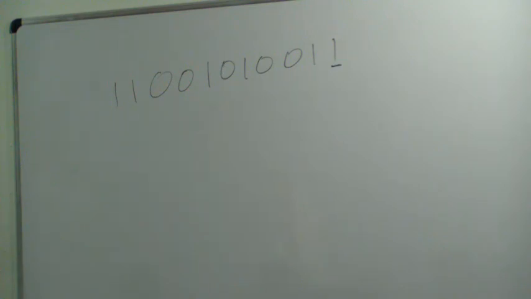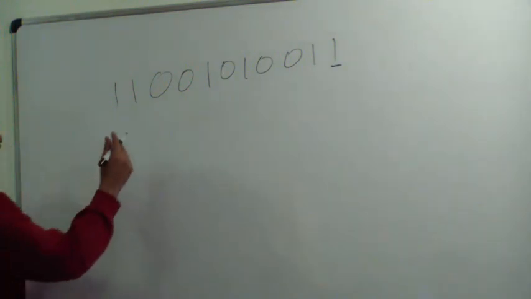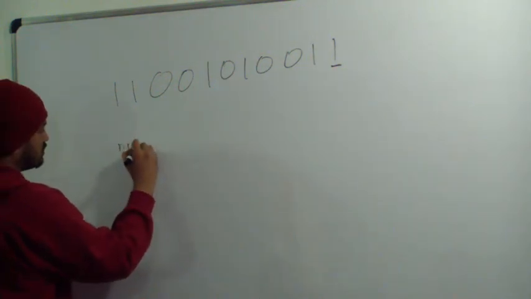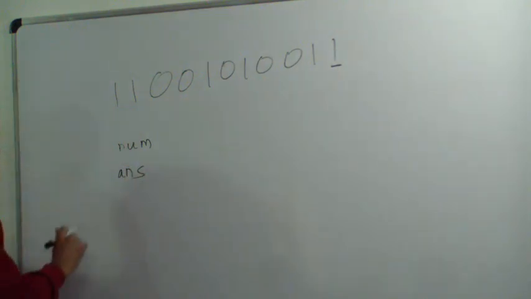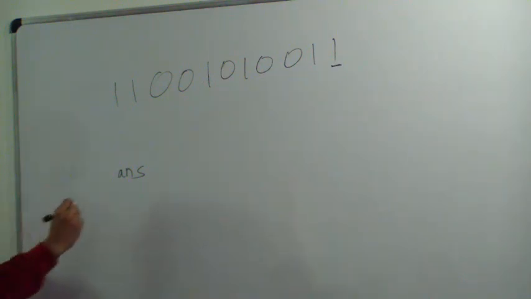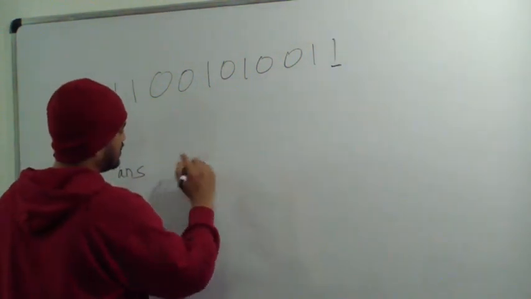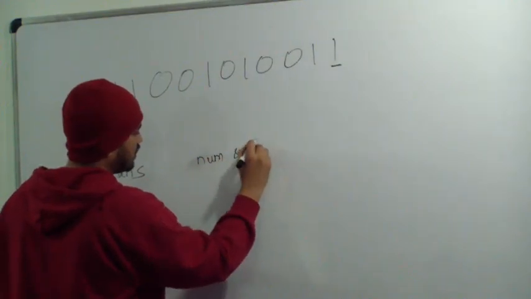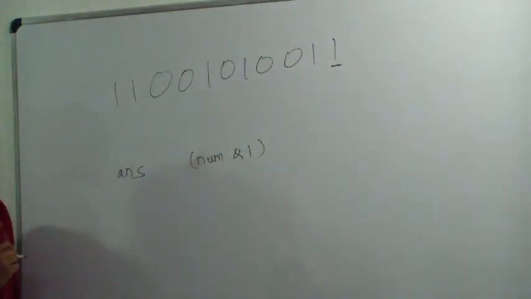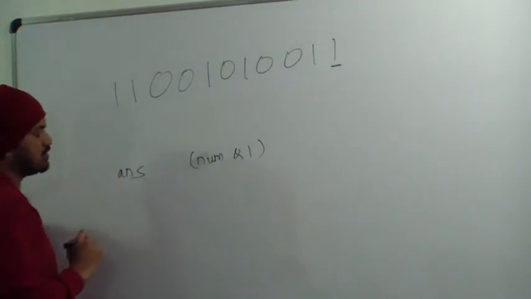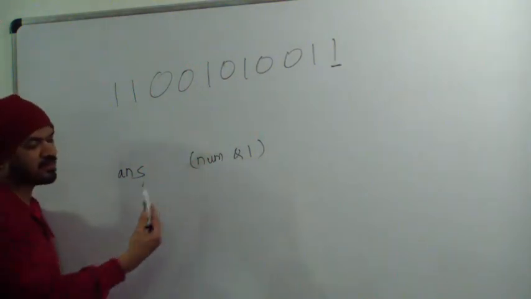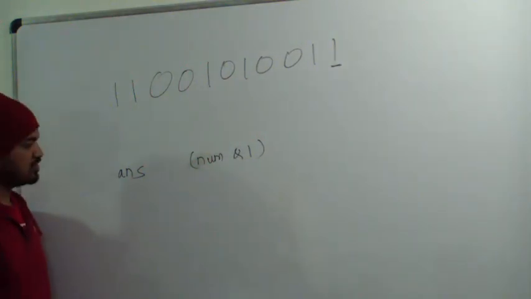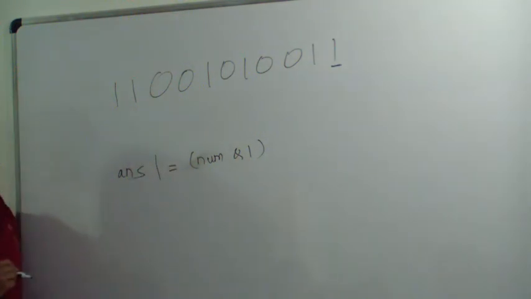Okay. So let's say your number is num and your answer is ans. Take the number, you always AND it with 1. You get the bit, and you shift that bit by the length. So here you got the bit. You don't care what that bit is. Correct? Right?